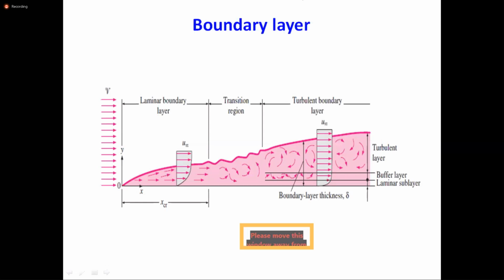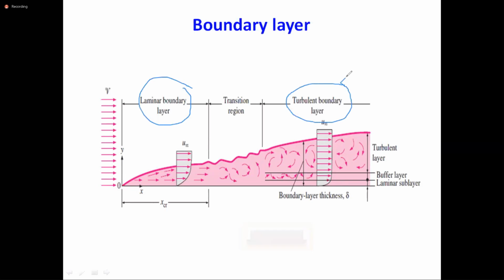Next, we have to talk about the boundary layer, whether it is a laminar boundary layer or a turbulent boundary layer. In a flat plate, keep in mind I am talking only about a flat plate, not other geometry. In the laminar zone, if you see here, the fluid particles flow in a disciplined way. There is a systematic flow.